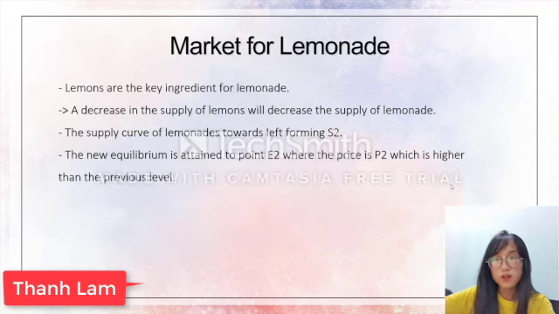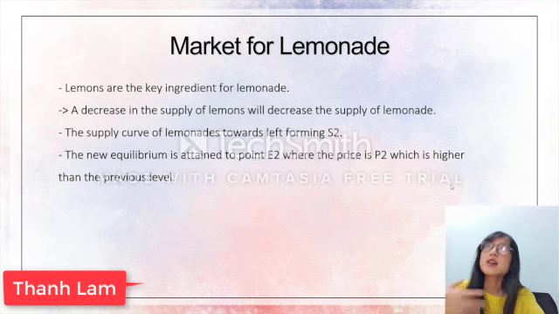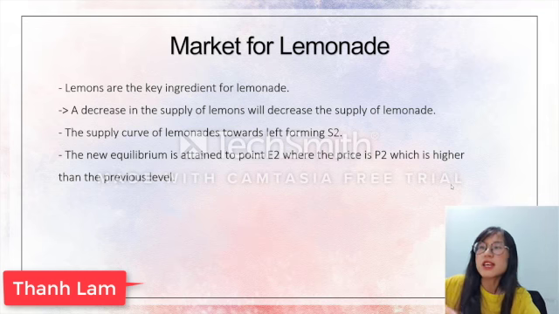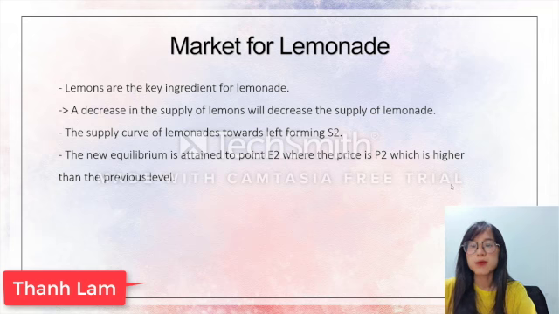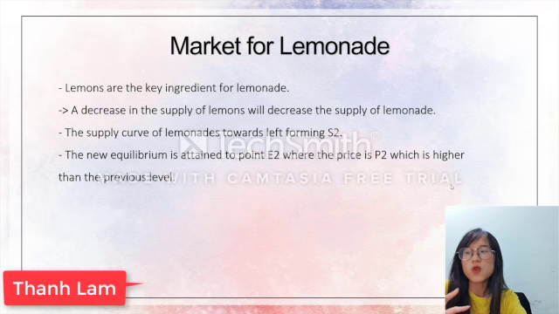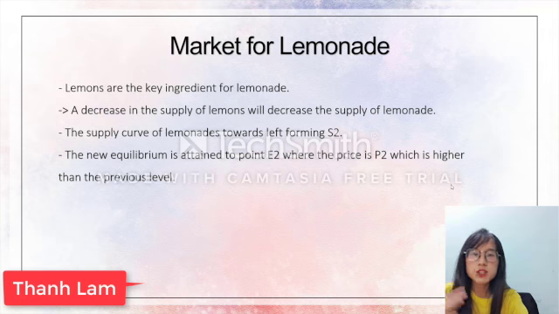The second one is the market for lemonade, because lemons are the key ingredient of lemonade. The decrease in the supply of lemons will decrease the supply of lemonade. The supply curve of lemonade shifts toward the left, forming S2, and the new equilibrium is attained at point E2, where the price is P2, which is higher than the previous level.